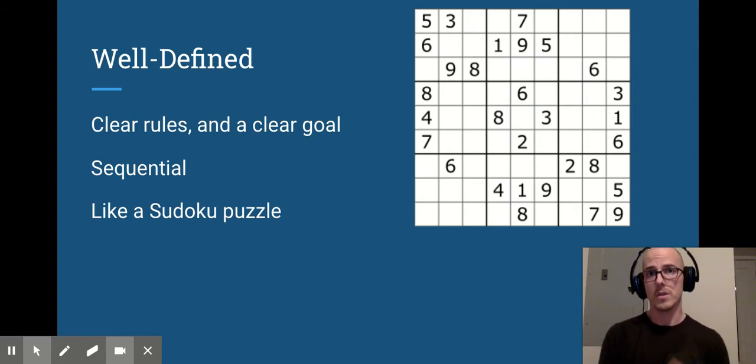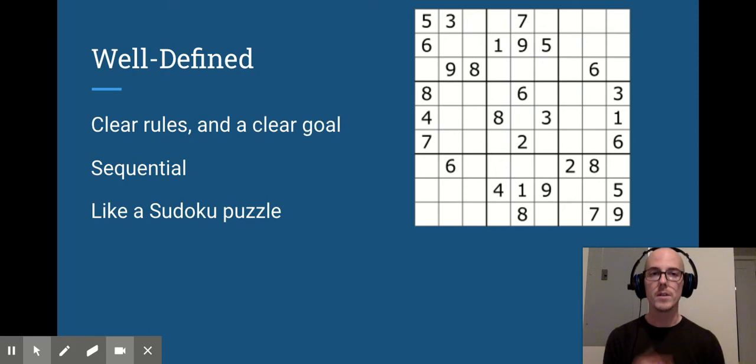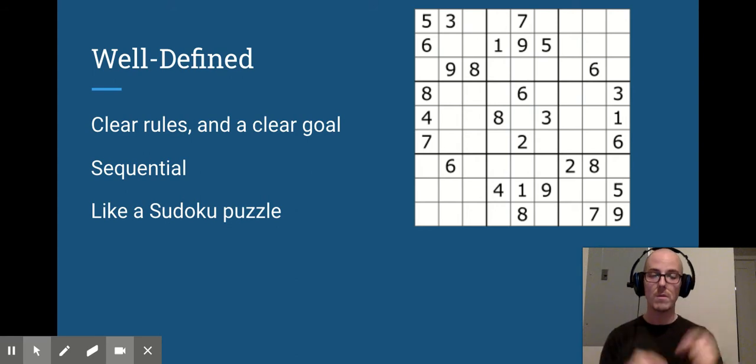Many times they're sequential too. There are steps, and it's an obvious order of steps that you can follow. A Sudoku puzzle is the perfect example of this, right? A Sudoku puzzle has very clear rules to it. You have to go 1 through 9 in each row and 1 through 9 in each column, and then each of those little 3x3 boxes also has 1 through 9.